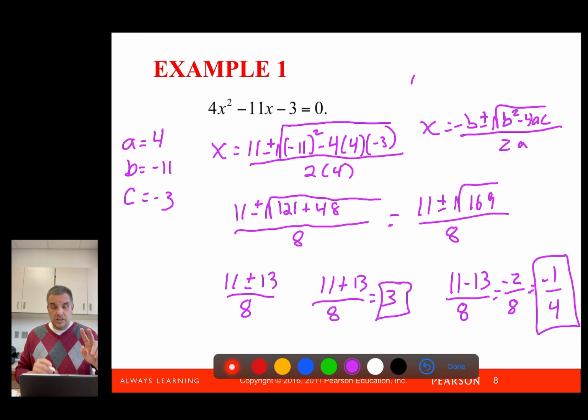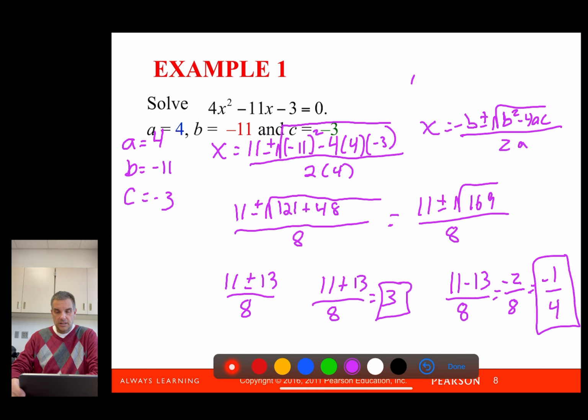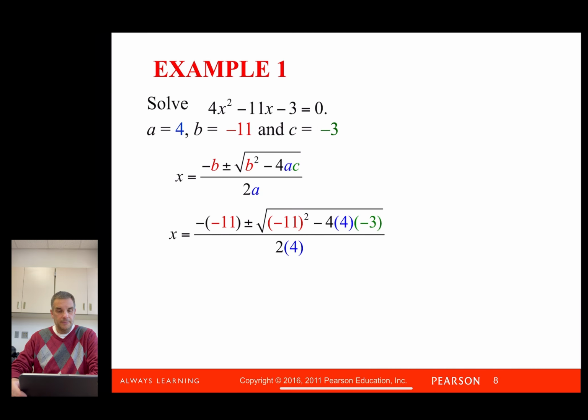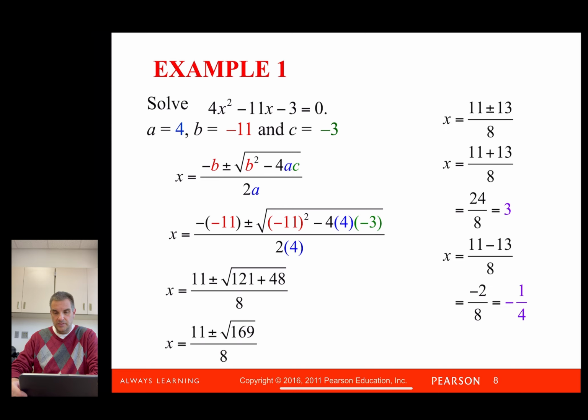You're going to have two solutions. You've got to do the 11 plus 13 divided by 8 and 11 minus 13 divided by 8. Okay, so there's one example of the quadratic formula. Here's their explanation of it. Hopefully we got the same answers, and we did.